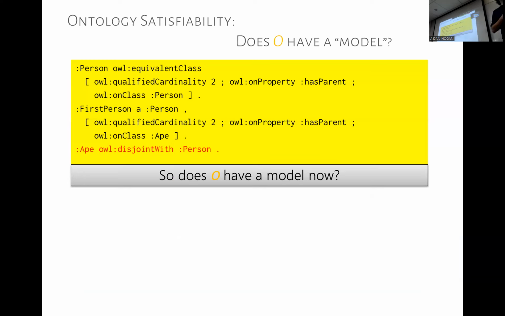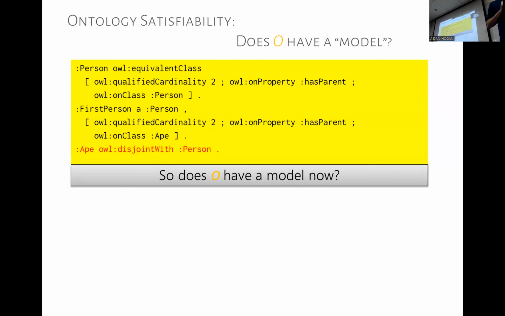Yeah. What's the model? How do we construct it? Or maybe it doesn't have a model. I will give a hint that there is a model. It's still satisfiable. What is this model? We're saying that a person has to have two parents that are people. We're saying that the first person is a person and has two parents that are apes. And then we're saying ape disjoint with person. So this first person can no longer have two parents where they're both ape and human.